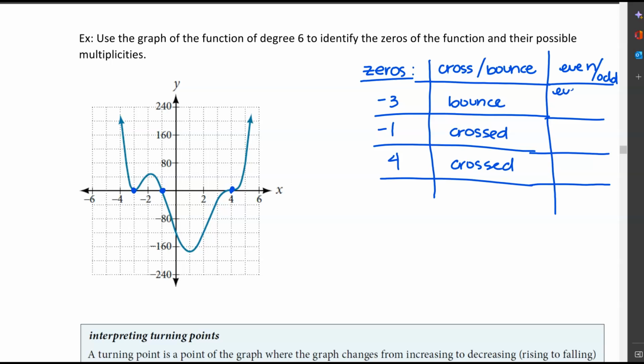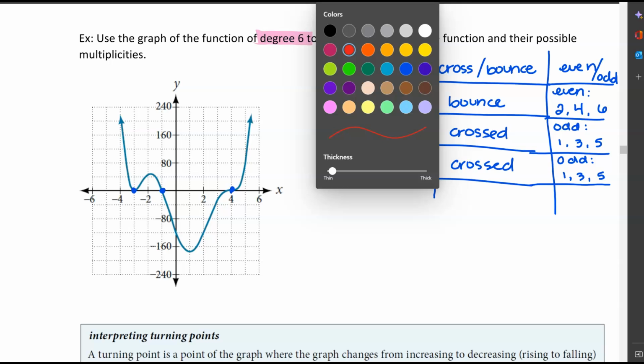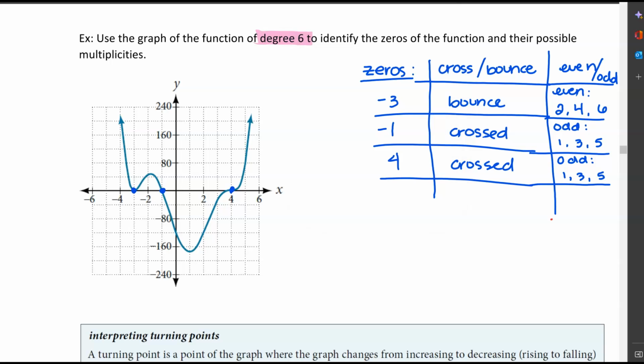So what are our possibilities for even, keeping in mind that we have a degree 6 polynomial? We could have 2, 4, 6, those being the highest. We know that this one is odd, so the possibilities are 1, 3, 5. We know this one is odd, and the possibilities are 1, 3, 5. So let's take a closer look at these possibilities. Because we have 3 zeros and the other 2 are odd, 6 doesn't make sense.